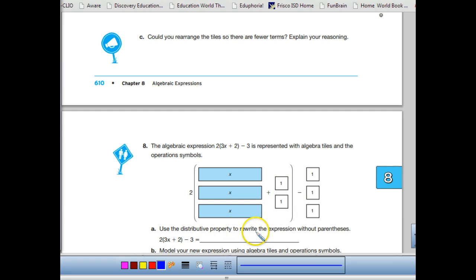It says use the distributive property to rewrite the expression without parentheses. So these 2 groups of 3x plus 2, do you agree, would be 6x plus 4 minus 3. So I'm going to have 4 yellows here, and from that, I want to take away 3 yellows. So what is it going to be if I take away those 3 yellows?